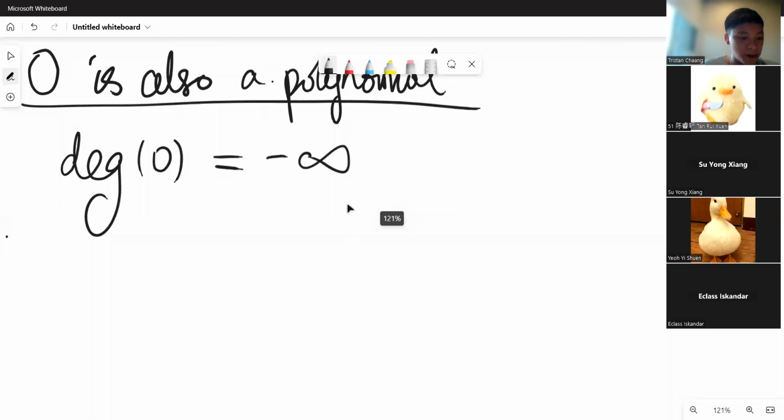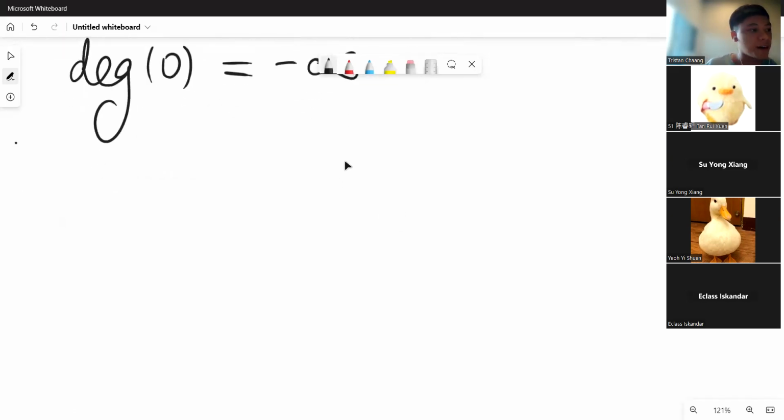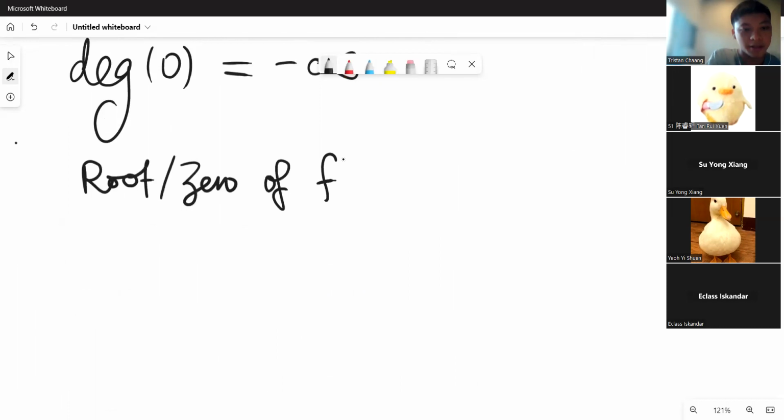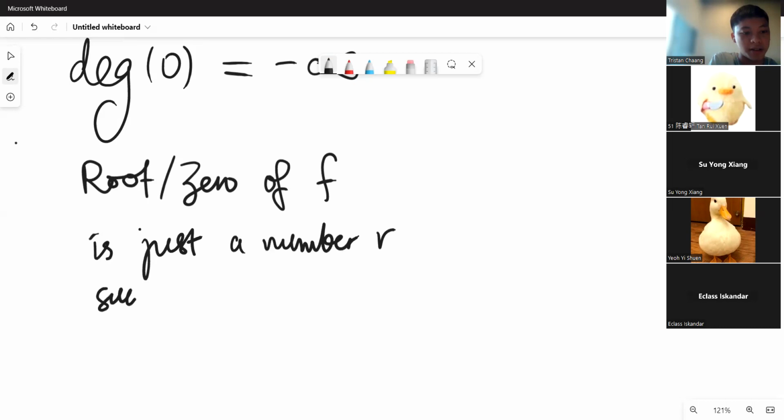Okay, and a few other terms, for example, a root or a zero of f is just a number, let's say r, such that by substituting r into the polynomial, we get zero.